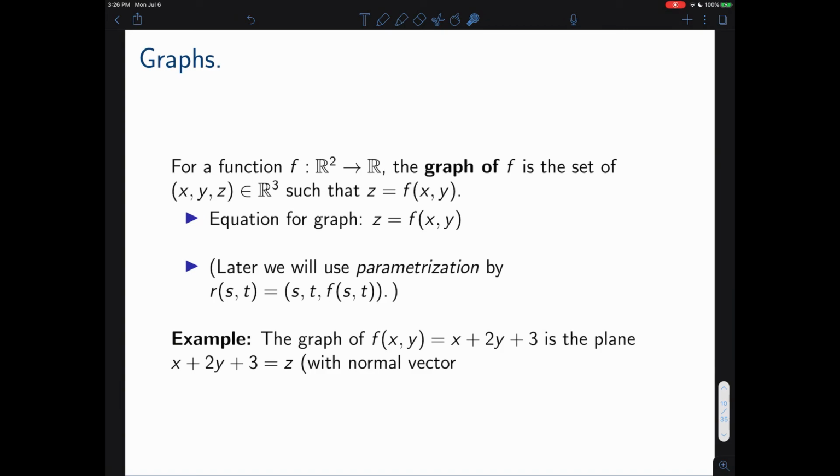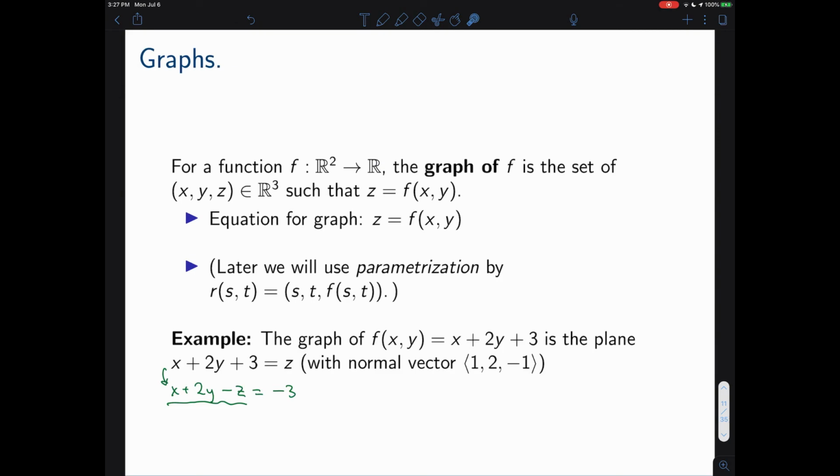And just as a matter of review, do you know the normal vector of that plane? The normal vector of this plane is 1, 2, minus 1. I hope you didn't think that it was 1, 2, 1. Remember, we have to read off the normal vector, we have to have the x, y, and z all on the same side of the equation. So we would rewrite this as x plus 2y minus z equals minus 3. And then that would give us our normal vector, and that's where the minus 1 comes from.